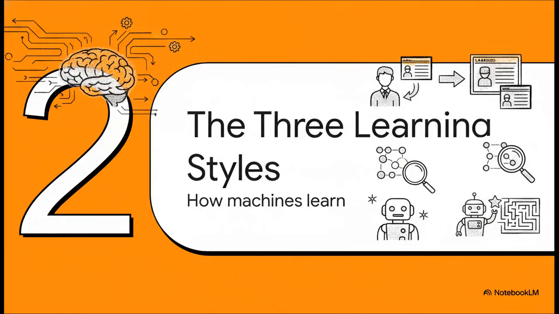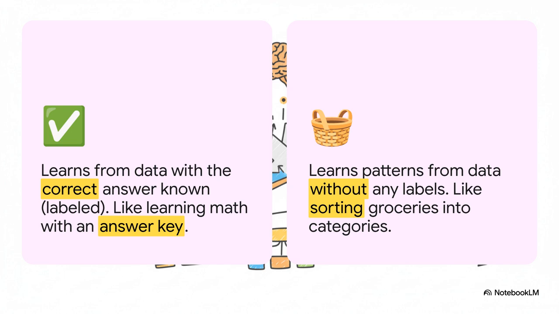So if we're saying the machine is learning from data, what does that actually look like? How do you teach it? Well, it turns out there are 3 main styles of learning. So the 2 most common ways are supervised and unsupervised learning.